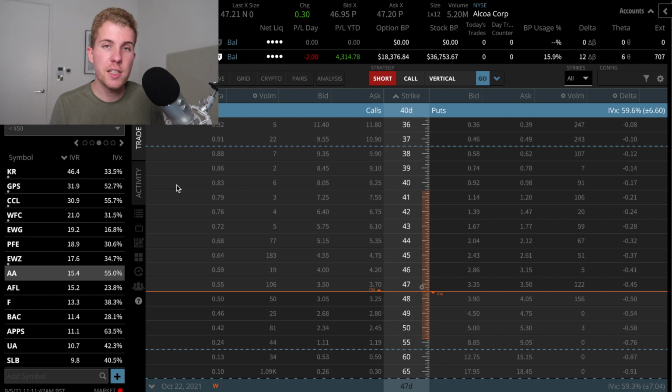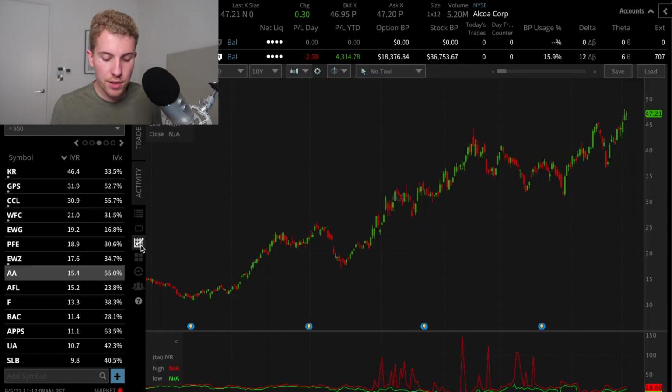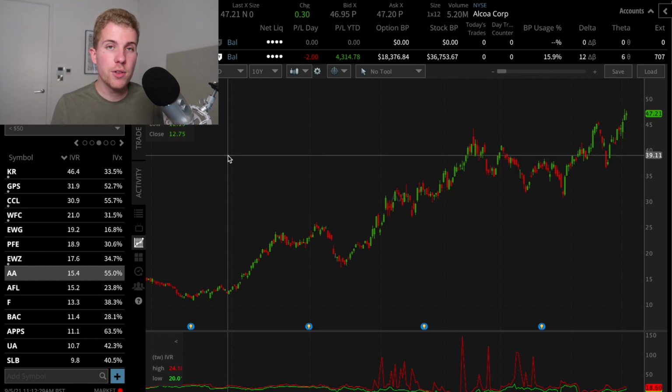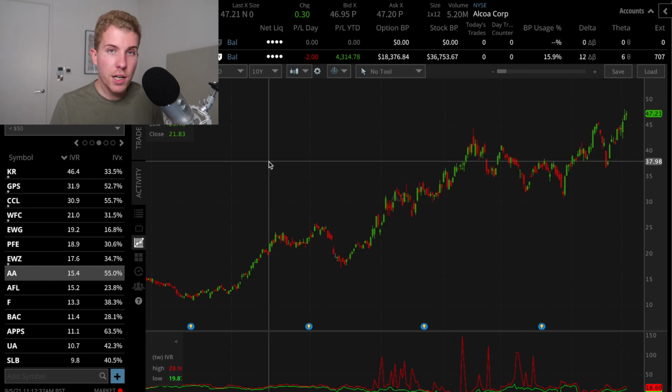Then once you've chosen the expiration, obviously comes the next question: which strike should you choose? Well, for the strike, that is more going to depend on which price you are actually comfortable owning the shares at. For example, right now Alcoa is around $47 per share, and if we look at the graph, we can see that Alcoa has been going up over time, and for example, it went from $31 per share to now $47 per share.